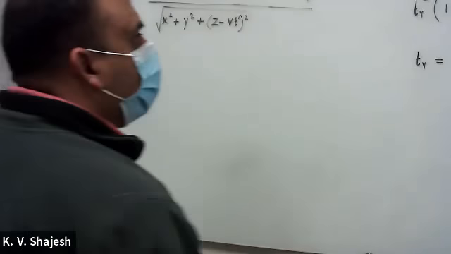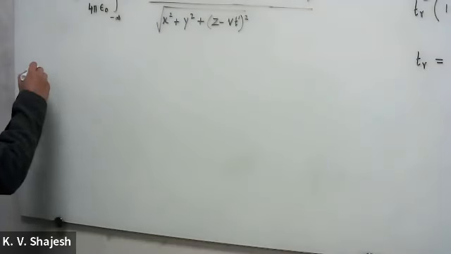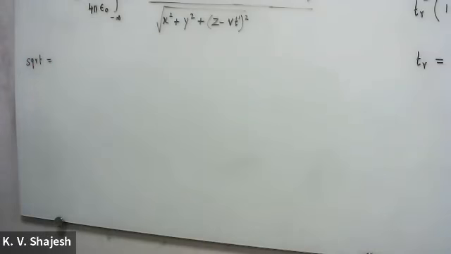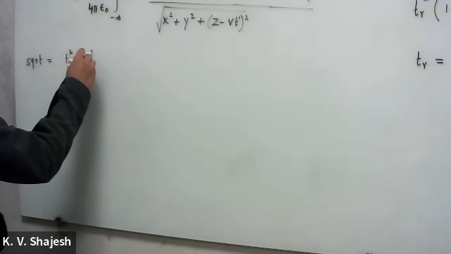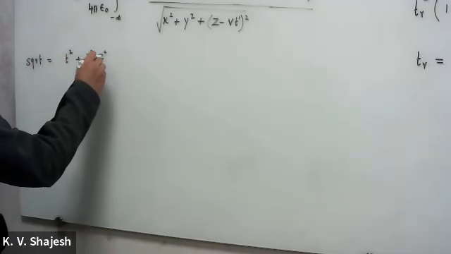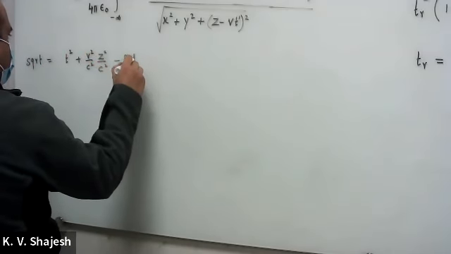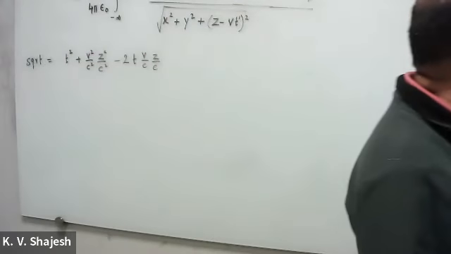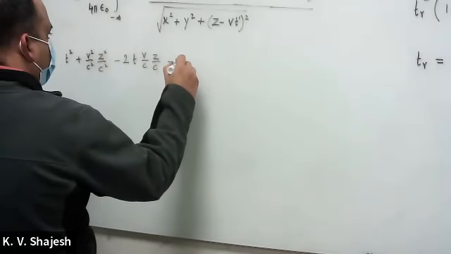So the square root part alone, this part alone. Let me write that as a square root. The square root part is t squared plus v squared over c squared times z squared over c squared minus 2 times t v over c z over c, just expanding this out. And then we have minus t squared.